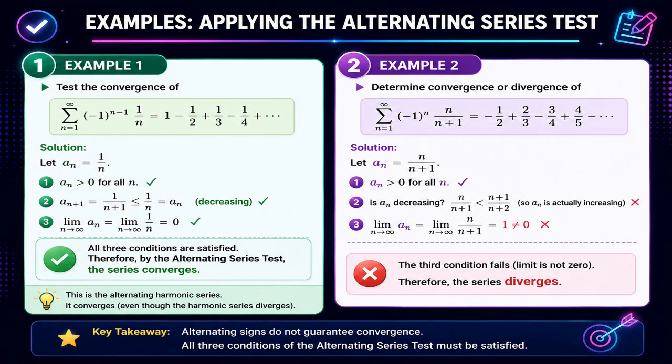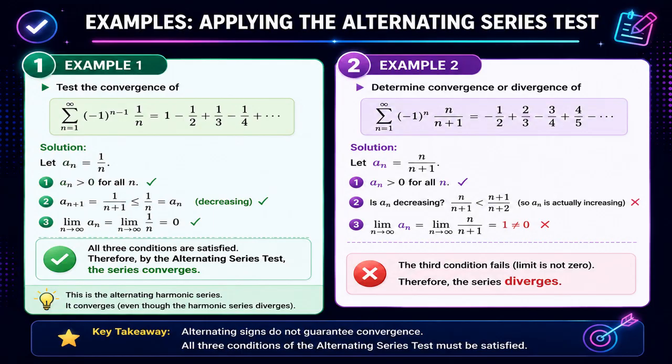Now, let's look at example 2. The summation of negative 1 to the power of n times n over n plus 1. Here, our a sub n is n over n plus 1. While the terms are positive, notice what happens when we check the limit. The limit of n over n plus 1 as n approaches infinity is 1, which is not 0. Because this third condition fails, the sequence of terms does not vanish at infinity. Therefore, the test fails, and the series diverges immediately by the divergence test.